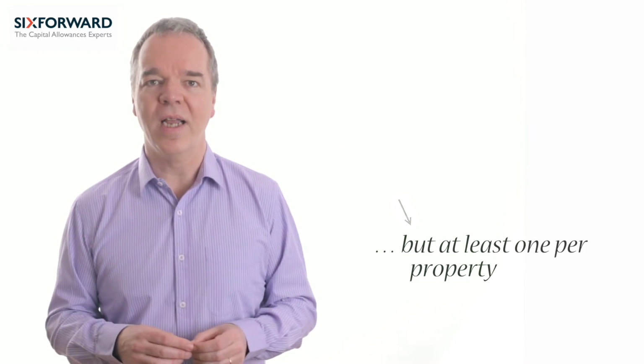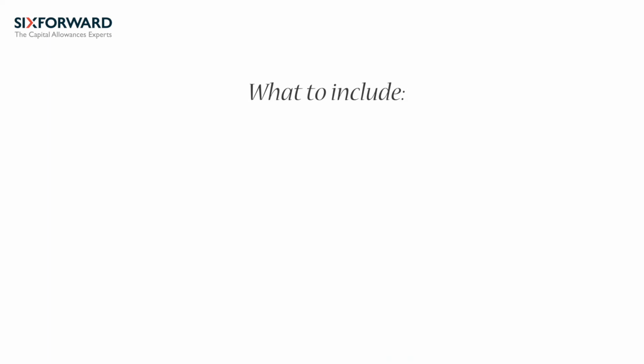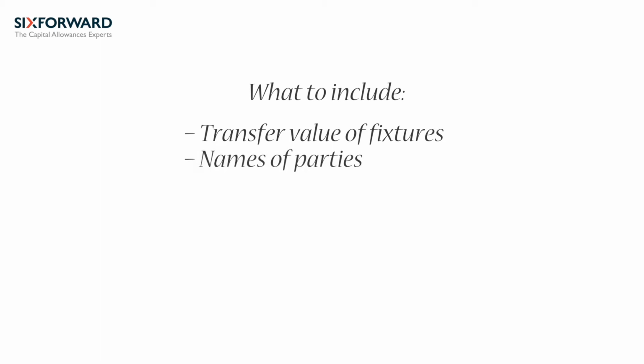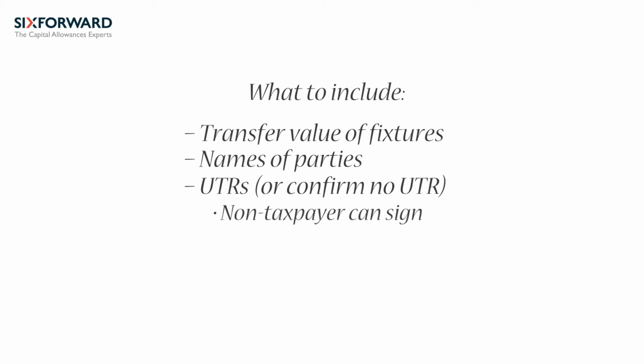But what will the election actually show? It must include the amounts fixed by the election and the names of those signing it. The parties must also provide their unique taxpayer references, or, in the case of a purchaser, a statement that the party in question does not have such a reference. This therefore allows a pension fund buyer, for example, to join in the making of an election. A non-taxpayer selling, by contrast, will not be able to sign an election, as it will not meet the condition of having to bring a disposal value into account per Section 198(1).